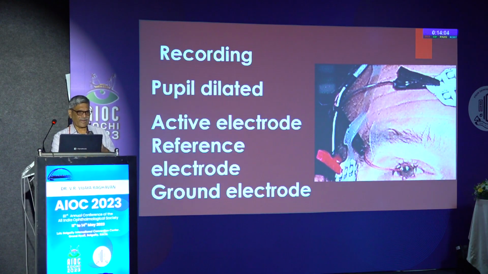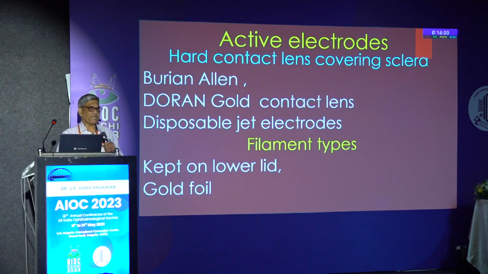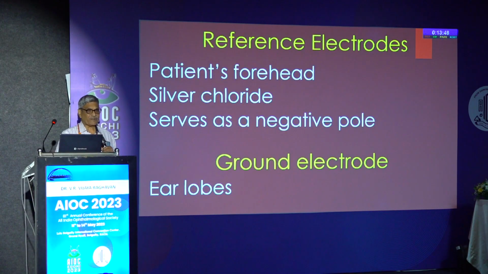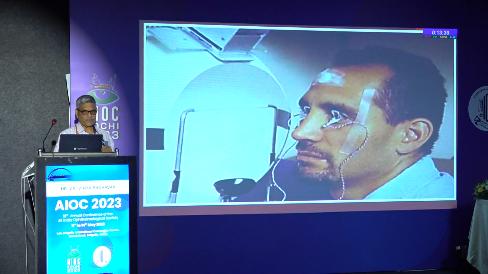Pupils dilated, I told you. Active, reference and ground electrodes, everything. Active electrodes, I told you, positive, remember, contact lenses. At least you know one name, called Burian-Allen. Then filament types are kept in the lower lid, gold foils. These are the ways of recording. These are all active electrodes. Whereas the reference, silver chloride, serves as the negative pole and is kept on the forehead. Whereas the ground electrode is on the earlobe. This is the way you can see here. This is the corneal electrode. Of course, here they have the forehead electrodes. Of course, here on the other side they have kept.